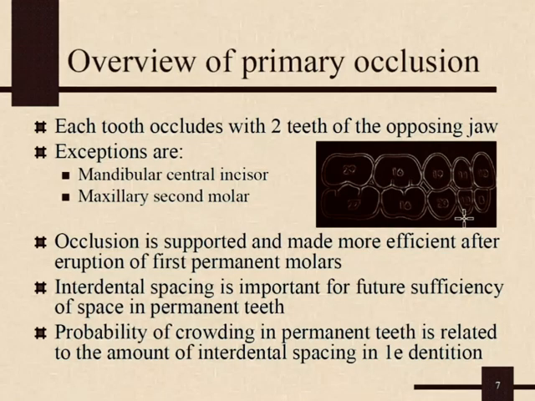The permanent dentition is dependent upon the primary occlusion and upon the interdental spacing. Now, physiological or developmental spacing depends on two things: the generalized spacing between the teeth, and the primate spaces that are present according to the jaw sizes.